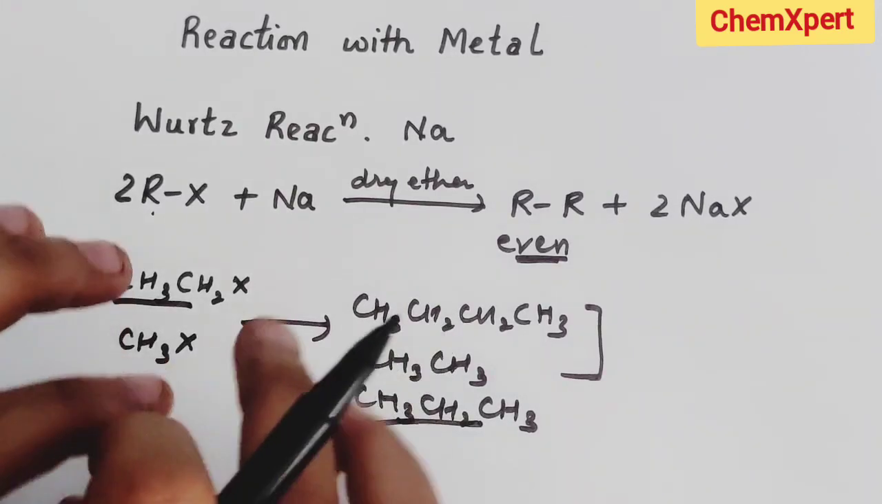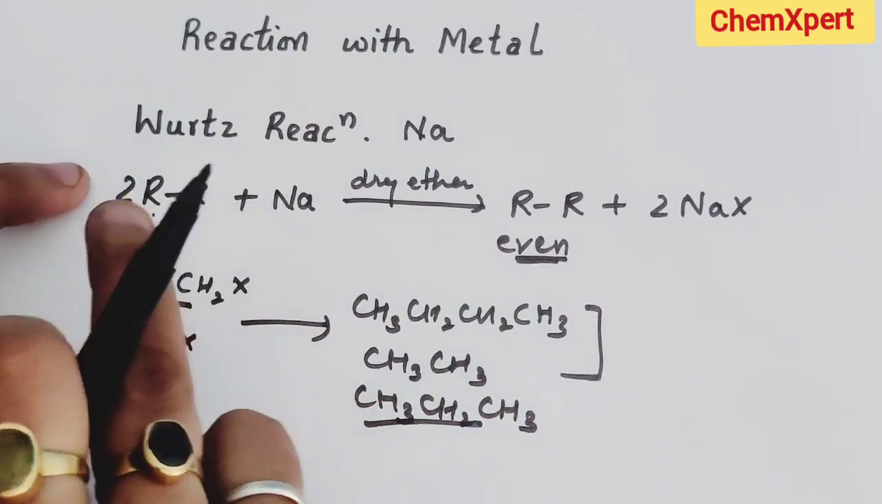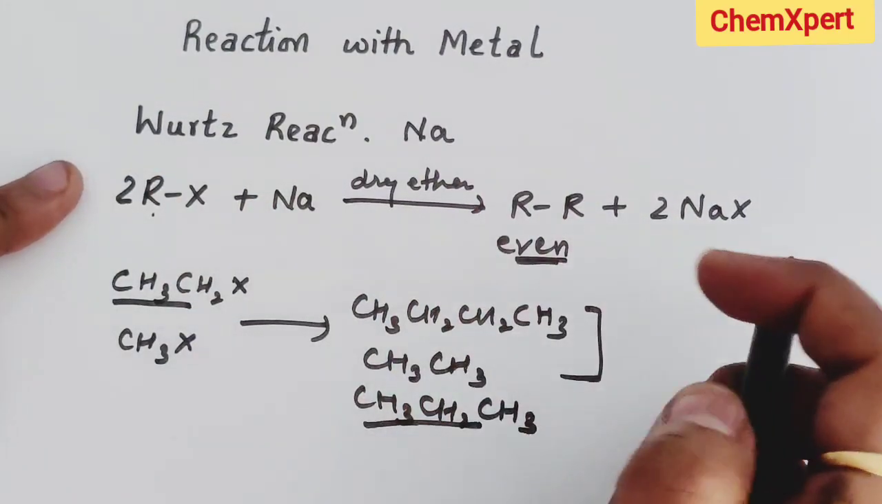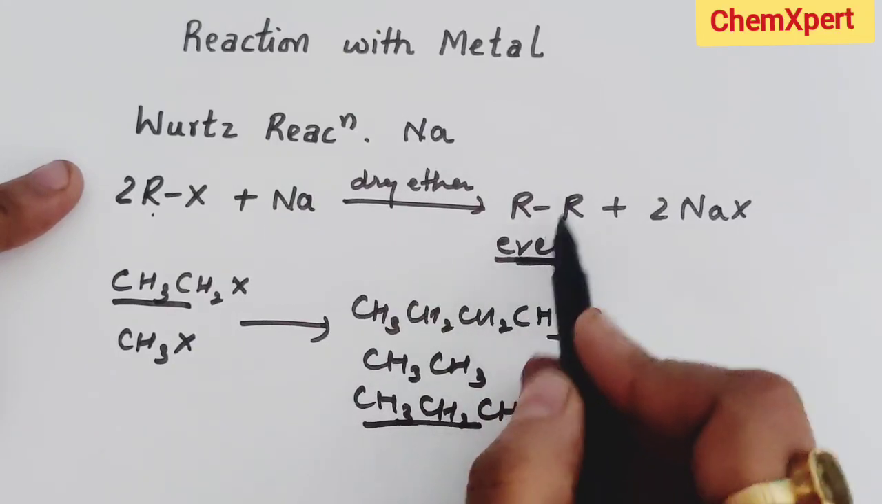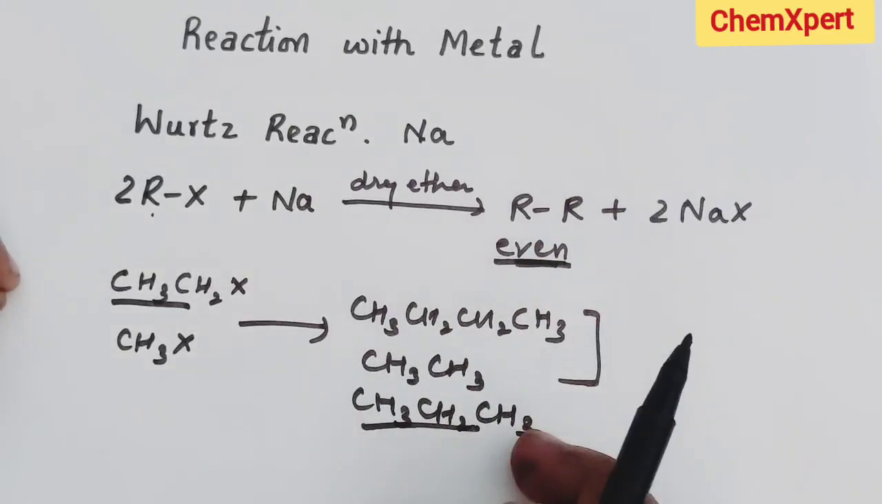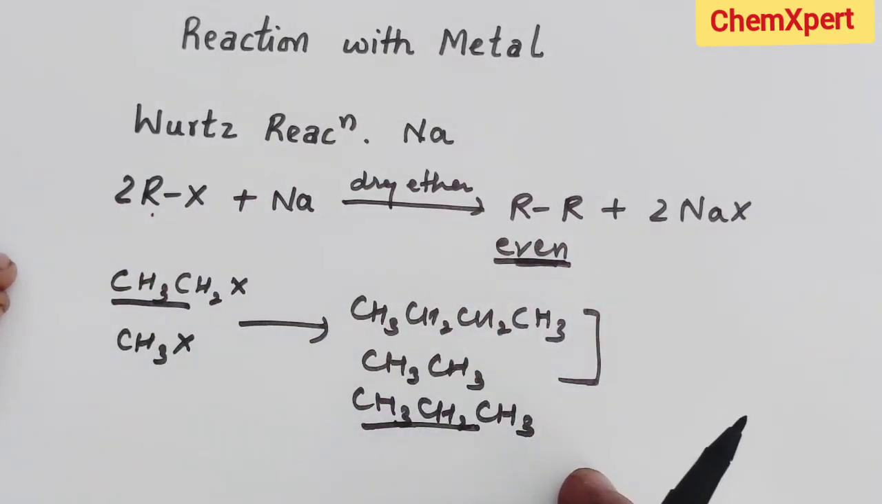So this method is not useful for the preparation of an odd number. So this is kind of its advantage as well as disadvantage. Advantage, that by this we are only preparing an even number of carbon atoms. Disadvantage, this method cannot be used for the preparation of an odd number of carbon atoms.